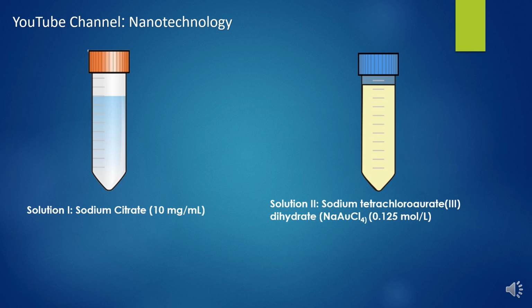In the first step, you need to prepare two stock solutions. First, sodium citrate with the concentration of 10 milligram per milliliter, and also sodium tetrachloroaurate with the concentration of 0.125 molar.